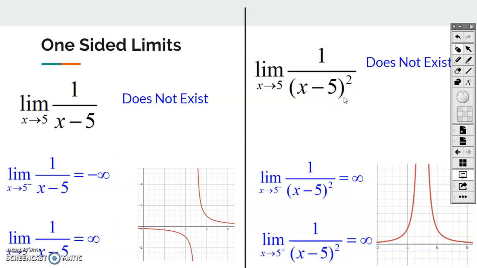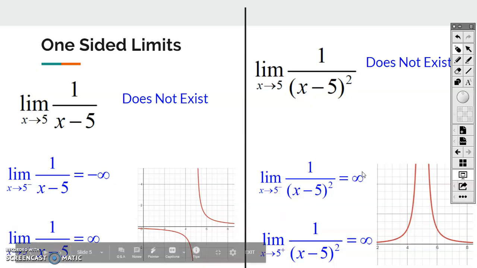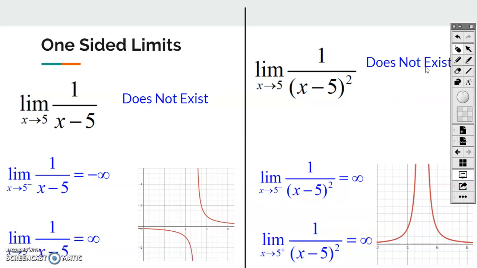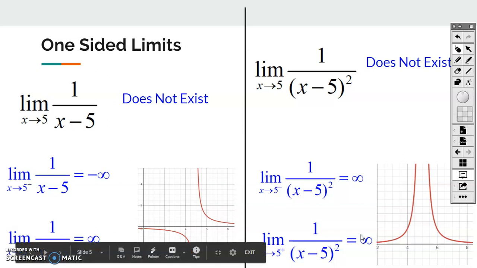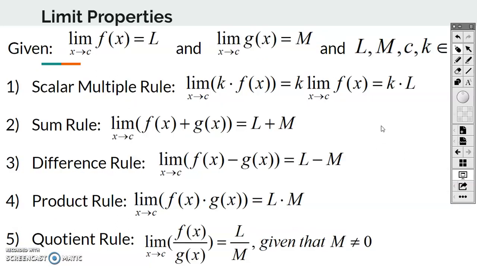Over here, since I've squared it, both sides are going to go to positive infinity. So the limit as x approaches 5 from the left and the limit as x approaches 5 from the right are both positive infinity. In class this year, I said that that limit was positive infinity, but the AP exam only considers finite limits in this case. So we'd want to say that this limit does not exist, even though they're both positive infinity.